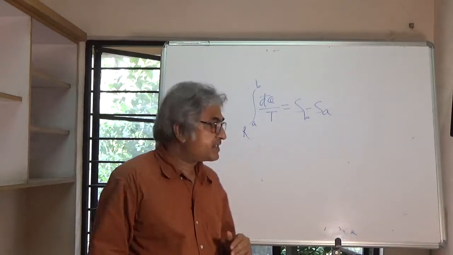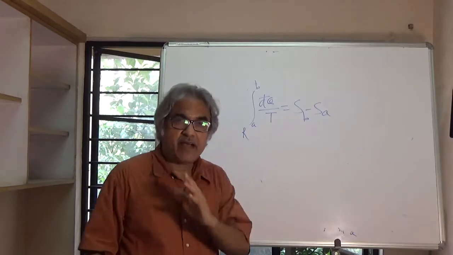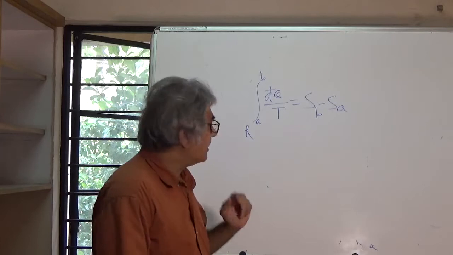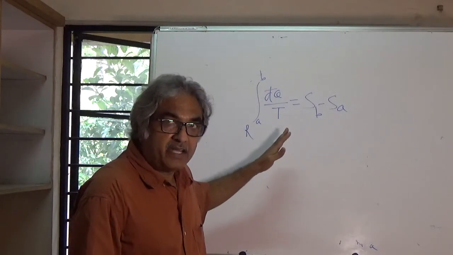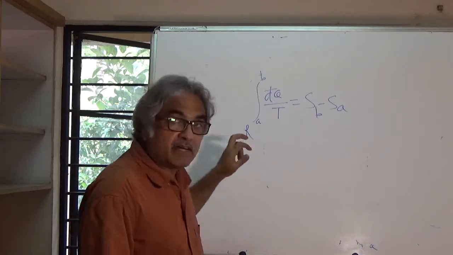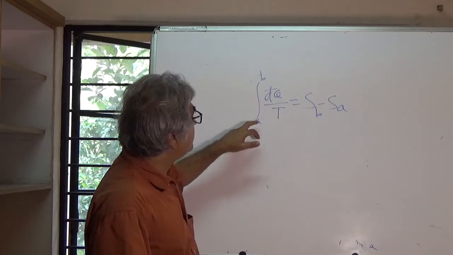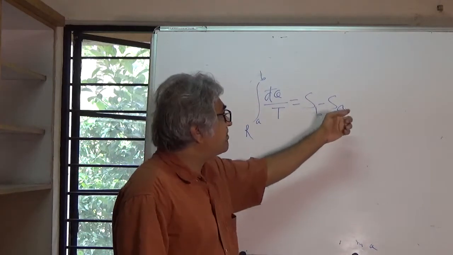So during the last lecture, we derived this expression. We proved in fact that entropy is a property and change in entropy can be obtained by integrating dq by T over a reversible path. A process has to be reversible. So it is integration from A to B that will give you change in entropy, which means SB minus SA.